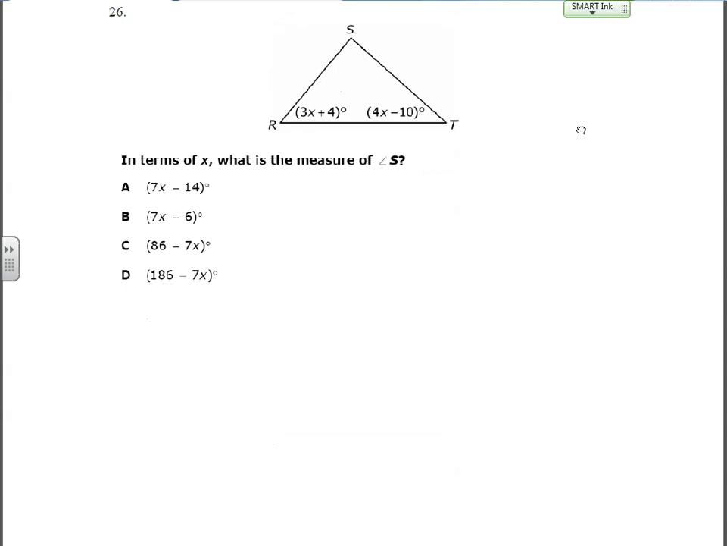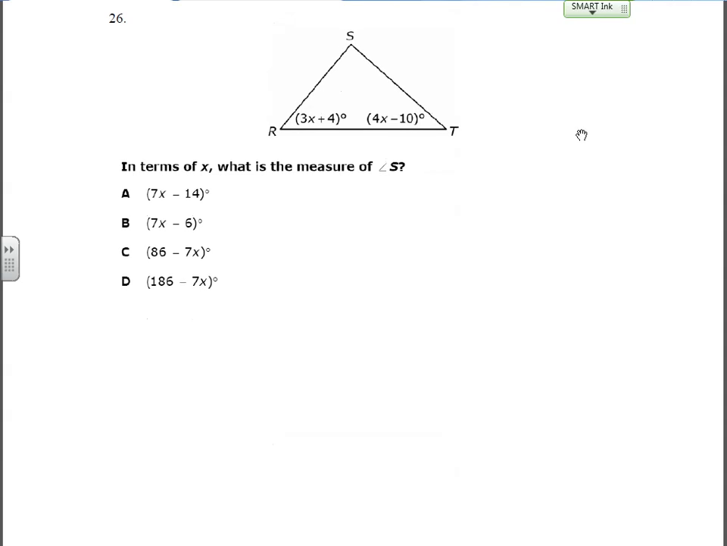All right. In terms of x, what is the measure of angle S? What's your question on this one? I thought it was B, but it's D. Okay. So what do we know about triangles, first of all, particularly angles? Sebastian. The interior angles have to be 180. Okay. So far, what do we have represented here? We have angle R, which is 3x plus 4, and angle T, which is 4x minus 10.